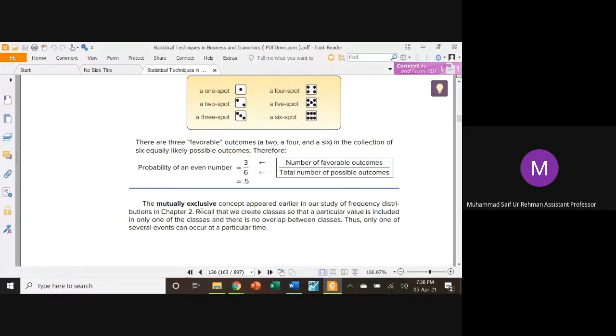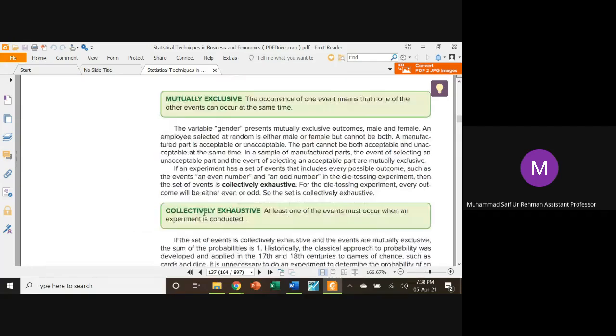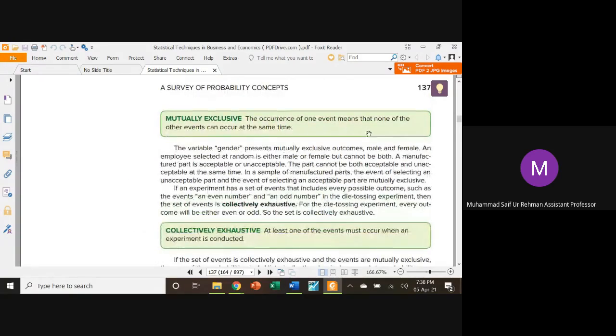If you again take the example of a coin, I would say that head and tail are both mutually exclusive. Why? Because if tail is going to occur, then head could not occur at the same time. If head is going to occur, tail could not occur at the same time. If such is the situation, we will say that events are mutually exclusive. The proper definition is that the occurrence of one event means that none of the other events can occur at the same time.